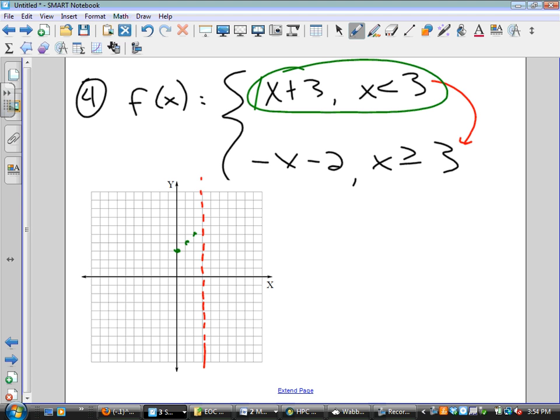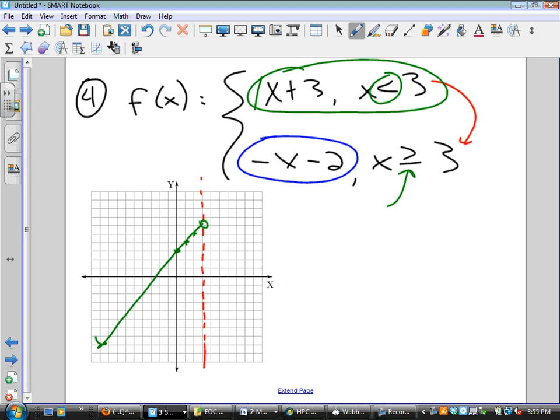And because this inequality is strictly less than, we know it has to be an open circle at 3. Whereas down here, it's going to be a closed circle when we also have an equal sign. Okay, so this line that we drew is only good when x is less than 3. Okay, now this other line, negative x minus 2, is only good when x is greater than or equal to 3.